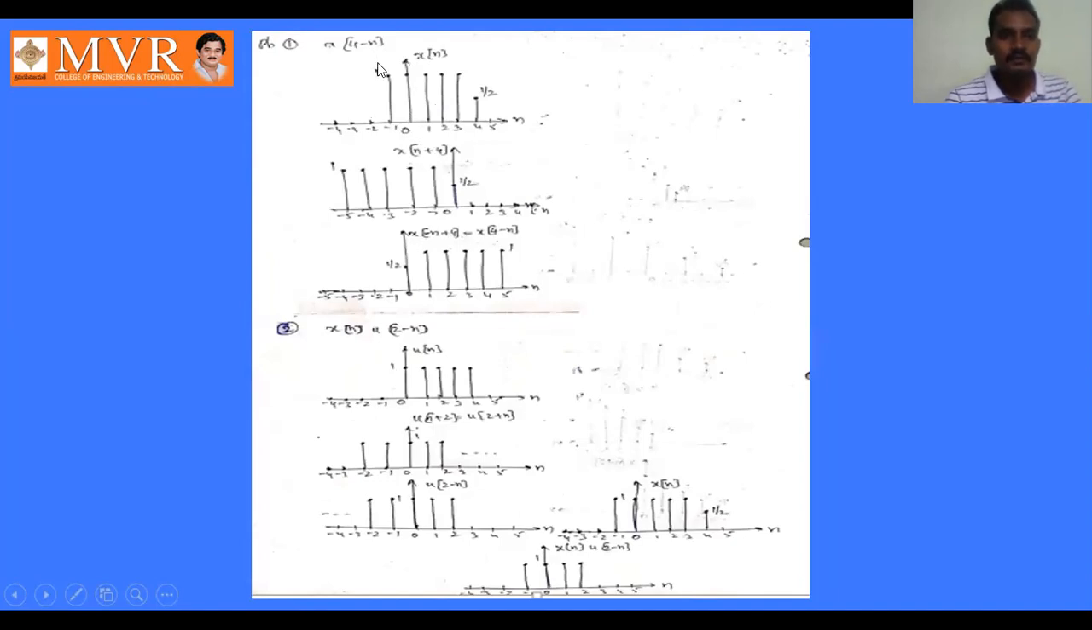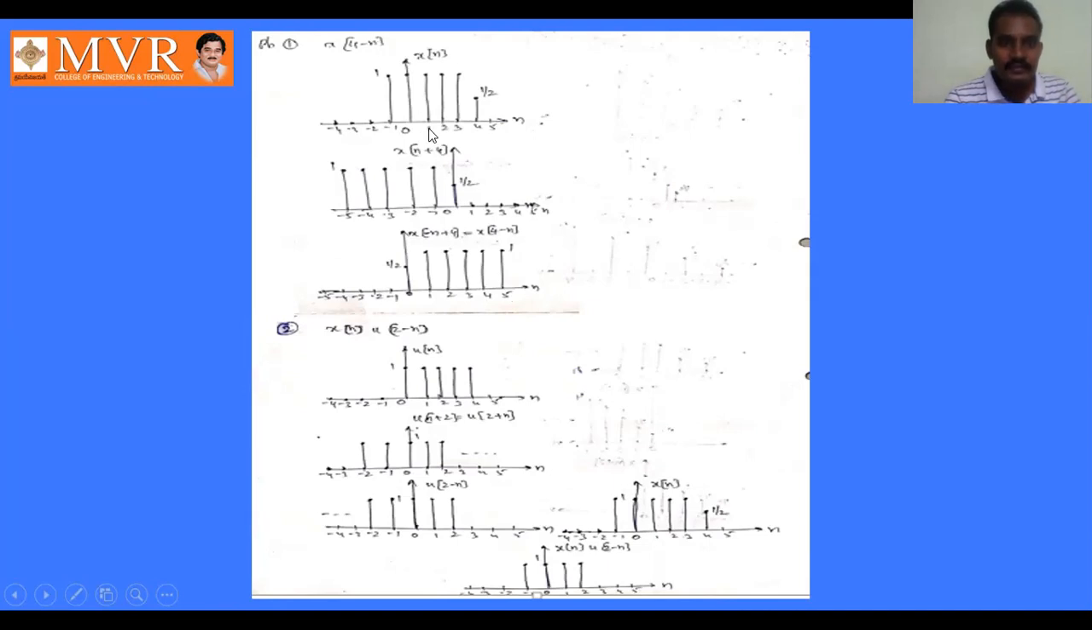So 4 minus n, initially it starts at minus 1 and ends at 4. So it is 1 at minus 1. So 4 minus n equal to minus 1, or minus n equal to minus 1 minus 4, that is minus 5, or n equal to 5. See, n equal to 5 initially. Next, 4 minus n equal to 0, or minus n equal to minus 4, or n is 4. Okay, here also its value is 1.